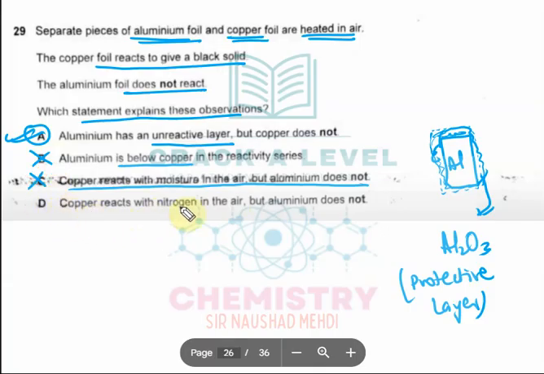And copper reacts with the nitrogen in the air, but aluminium does not. That is also not the case, because a black solid is formed, which is the copper oxide. So it is not reacting with the nitrogen. So option A is the correct answer.